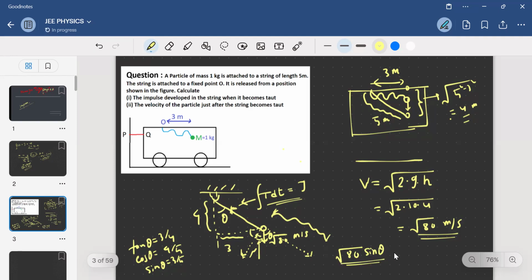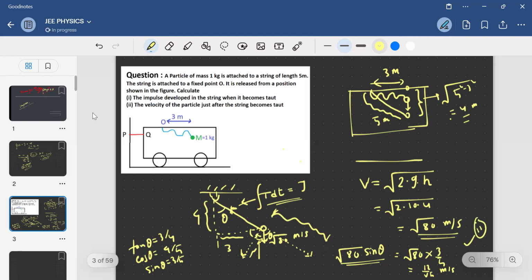becomes taut. So what will be the velocity of the particle just after the string becomes taut? It is root 80 sin theta. That is root over 80 into sin theta, whose value you already know is 3 by 5. So what is it? 12 by root 5 meter per second. Right now, the second part of the question is already solved.